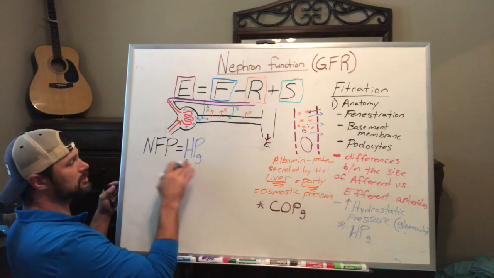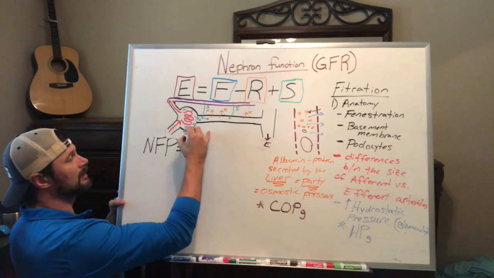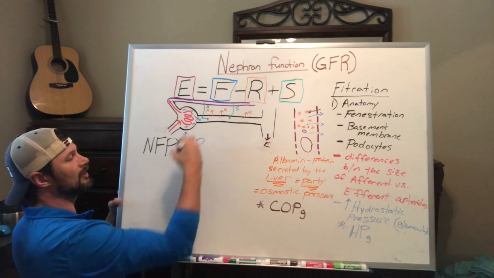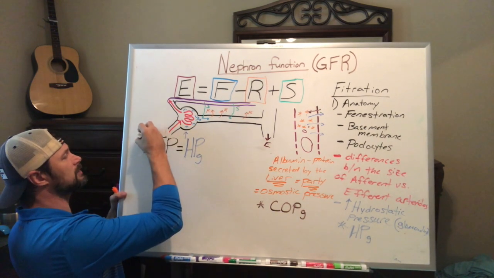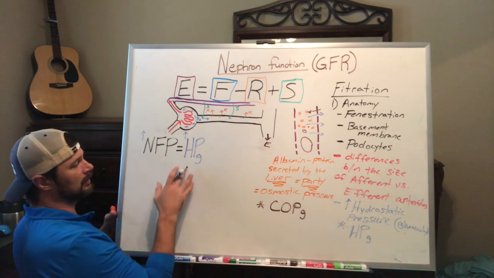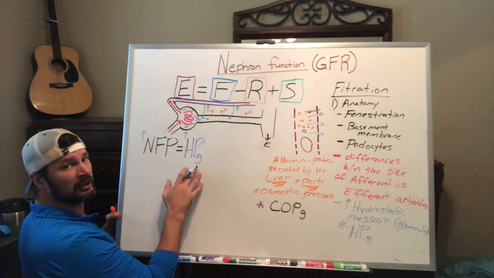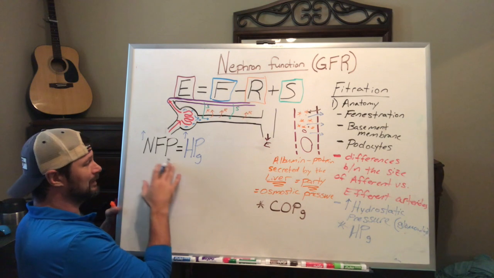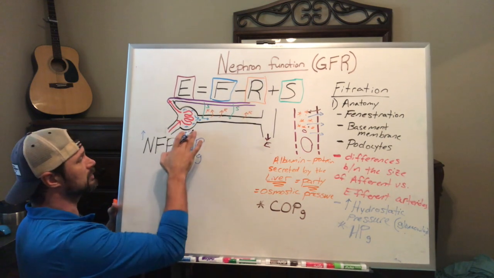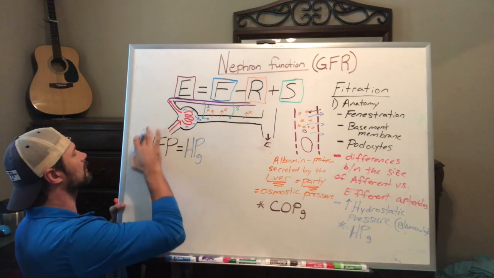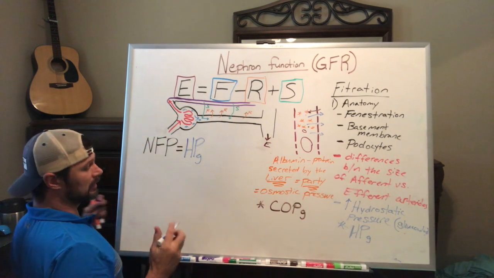In other words, these two things are directly proportional. If hydrostatic pressure on this side of the equation increases, what's going to happen to our net filtration pressure? It increases with it, as long as this value goes up. If A was 1, the net filtration pressure would be 1, and if A went to 2, the net filtration pressure would be 2. So what happens on the right side of the equation affects what's happening on the left side of the equation.